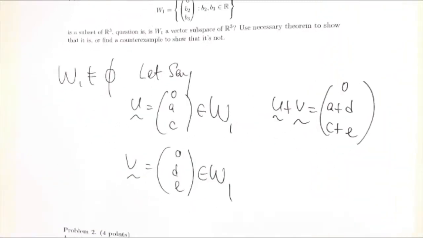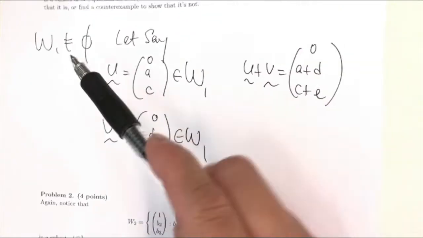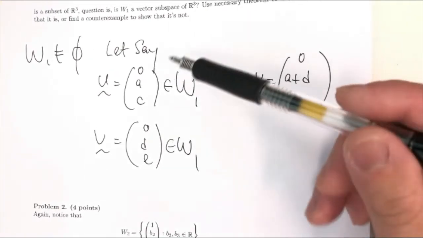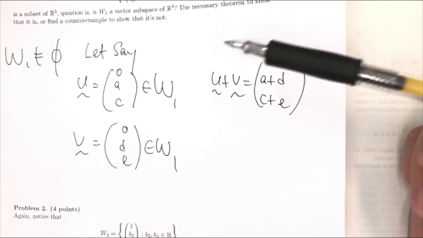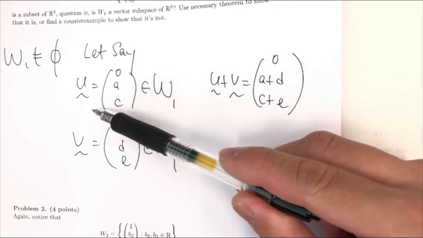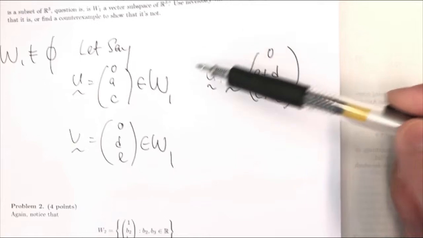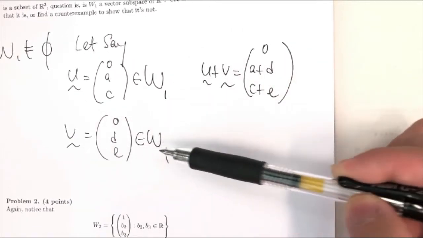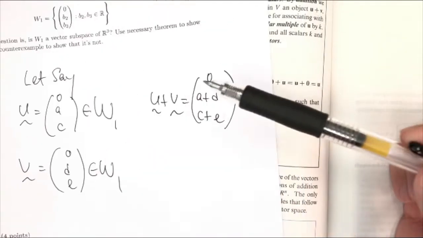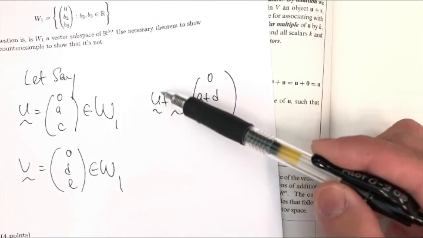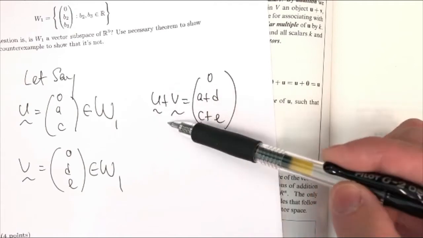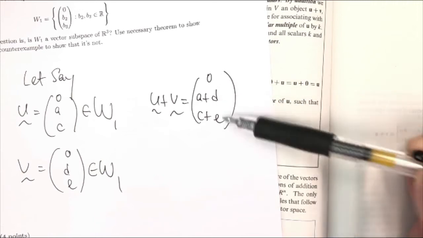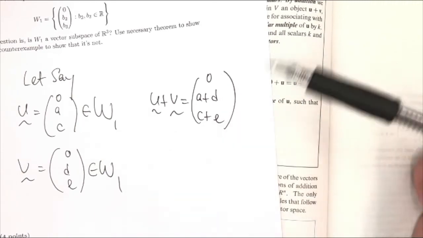Okay, so let's look at another solution. Here, the student says that W1 is not empty, even though that particular student didn't justify why. And then the student also says, let's say, vector U is 0, A, C, which is in W1. Vector V is 0, D, E, which is also an element in W1. This is true. And then the student does the computation and shows that vector U plus vector V is a 3 by 1 column vector with 0 here, A plus D here, C plus E here, and then it stops.